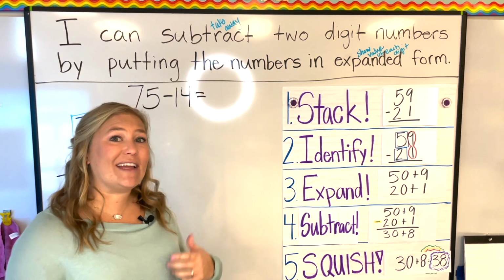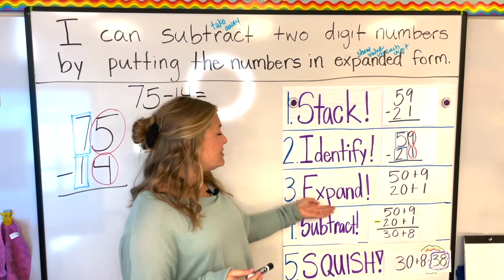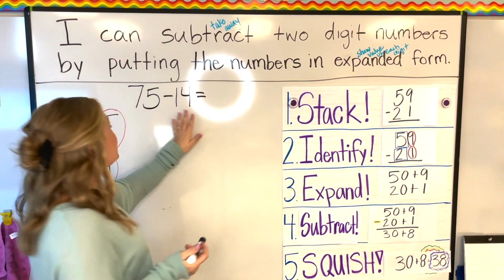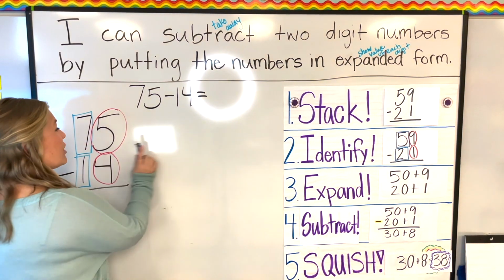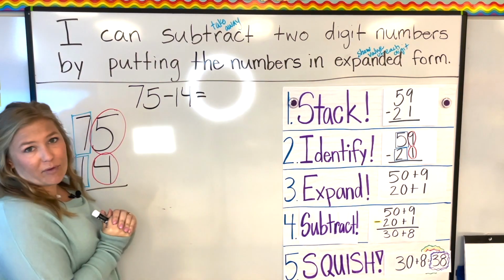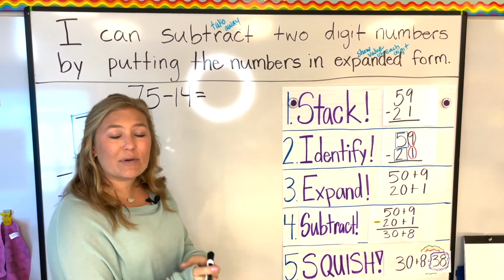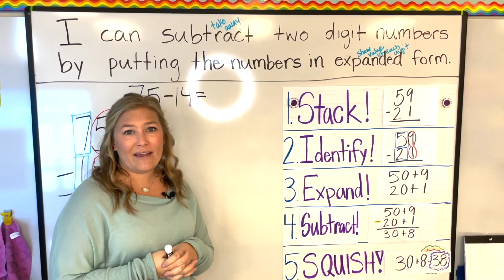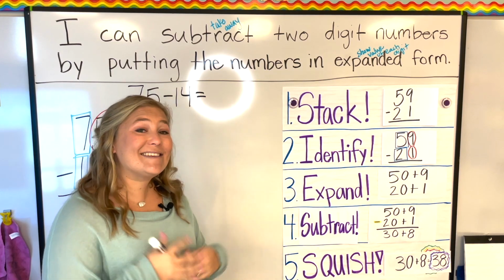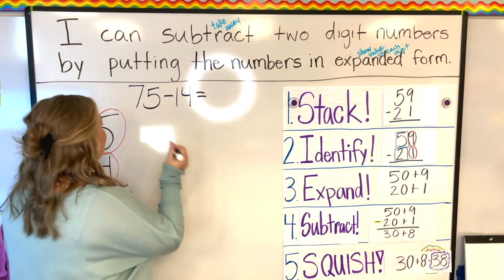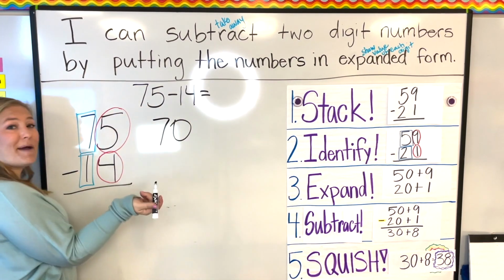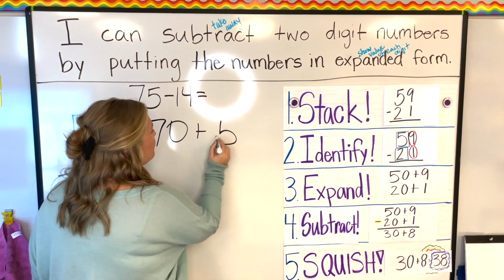Now that I have identified, I can expand. I want to make sure I keep my numbers in the same order that they are. So the number 75 in expanded form on top, the number 14 in expanded form on bottom. What is the number 75 in expanded form? Can anyone tell me? You're right, it is 70 plus 5. I saw that I had 7 tens plus my 5 ones, so 70 plus 5.